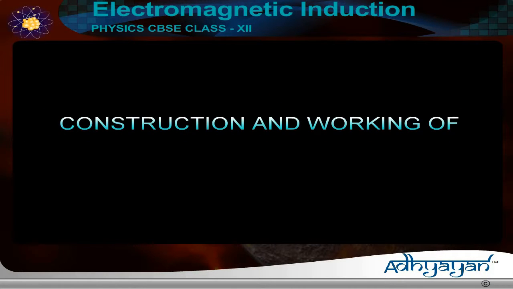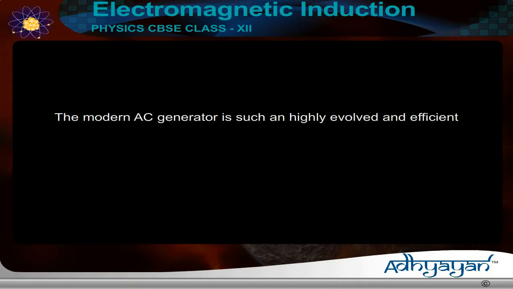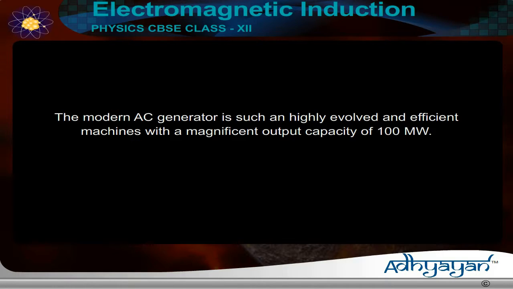Construction and working of AC dynamo. The modern AC generator is such a highly evolved and efficient machine with a magnificent output capacity of 100 megawatt.